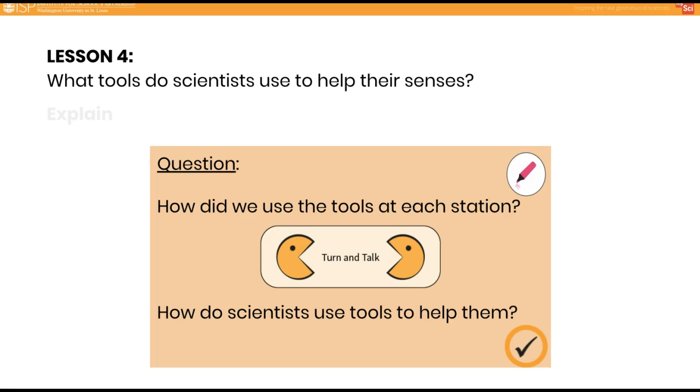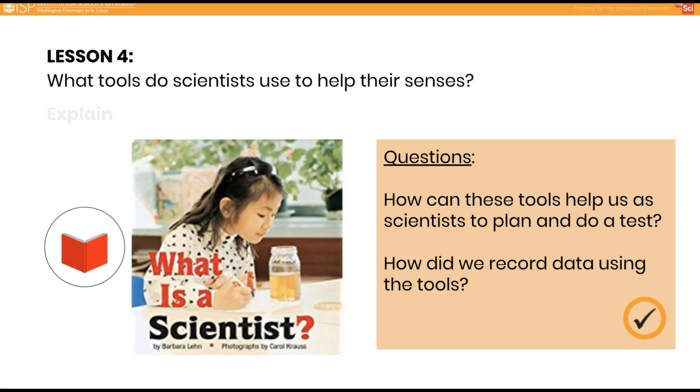During the Explain portion of this lesson, you'll ask the students, how did we use the tools at each station, and how do scientists use tools to help them? Continue to make the connection that students use tools to make observations. This is all part of the scientific process. You will then reread What is a Scientist? You will point out during this read the different tools that the scientists used to collect data and plan an investigation. Continue to refer back to the scientific process poster when you need to.